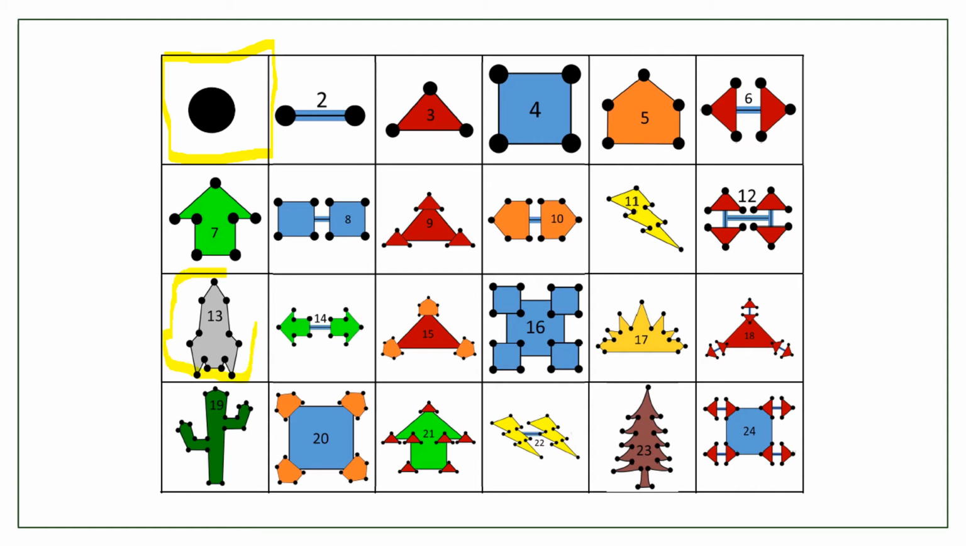Now, one of the things they might do is group the ones that are not repeated into a group of their own. And then you can talk about, well, why does this shape not exist anywhere else?